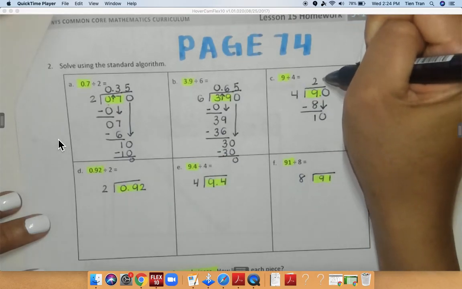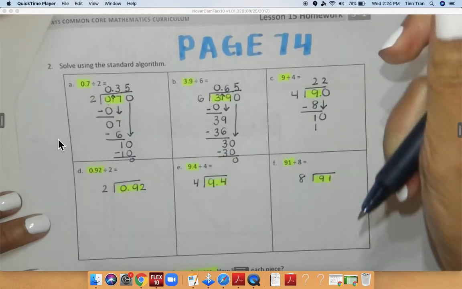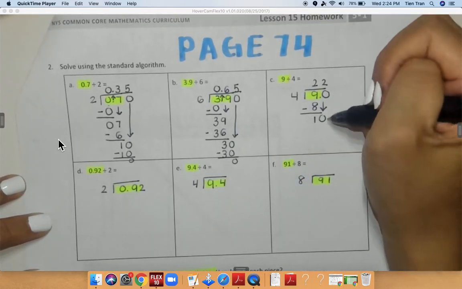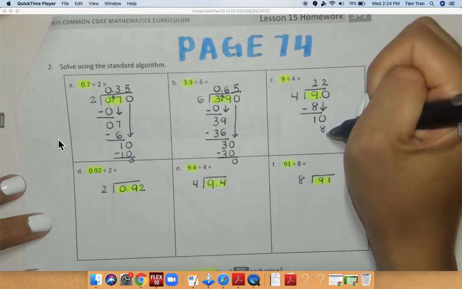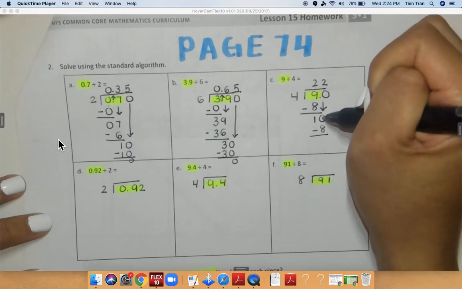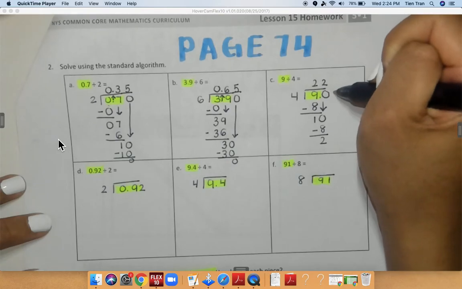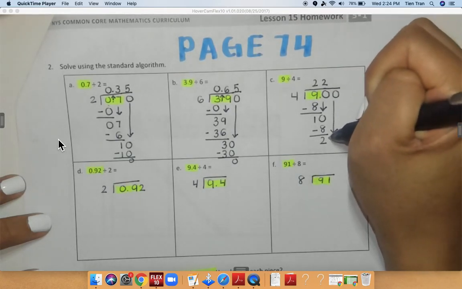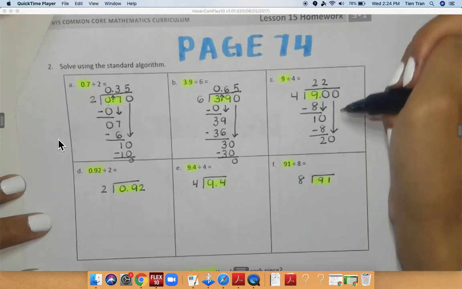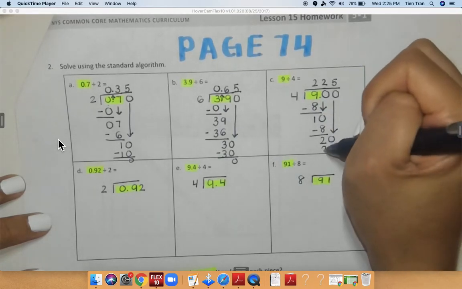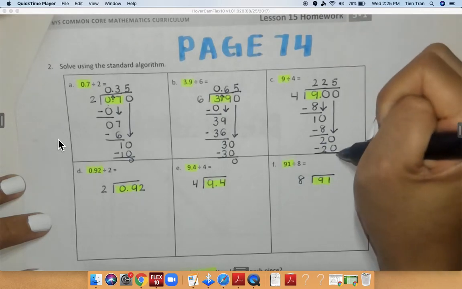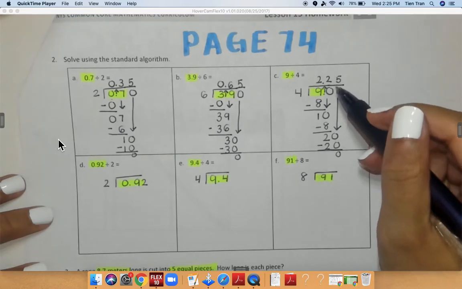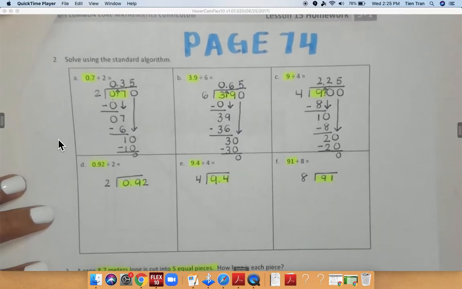4 can go into 10 2 times. 4 times 2 is equal to 8. So I'm subtracting. 10 minus 8 is equal to 2. I'm going to add another 0 and bring down that 0. How many times can 4 go into 20? 5 times. 20 minus 20 is equal to 0. Don't forget to bring your decimal up. Your final answer is 2 and 25 hundredths.